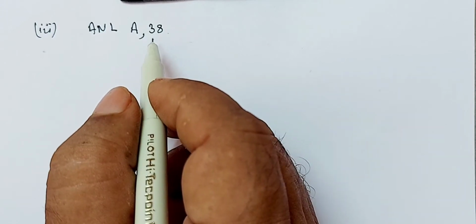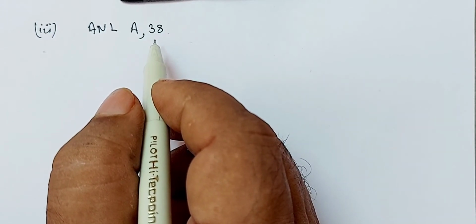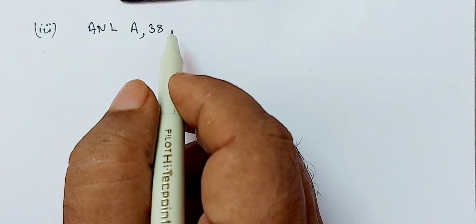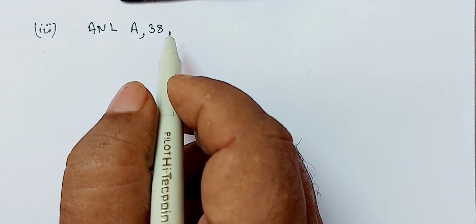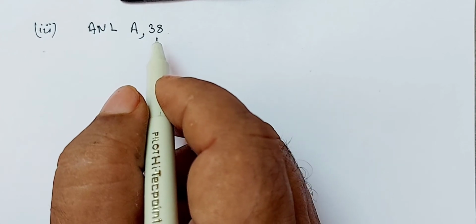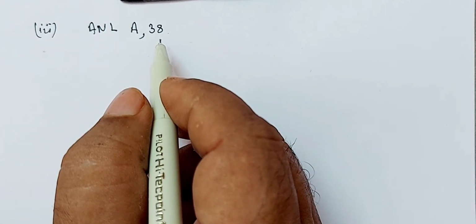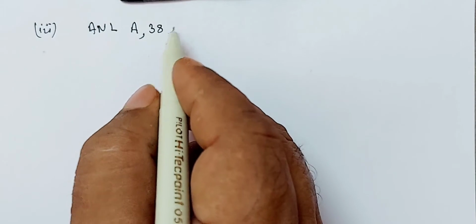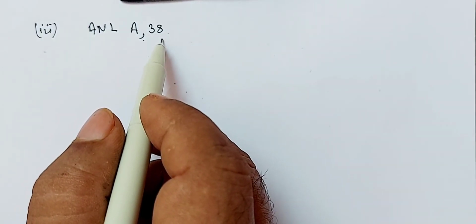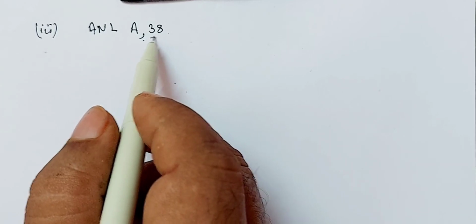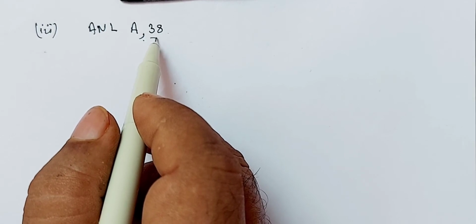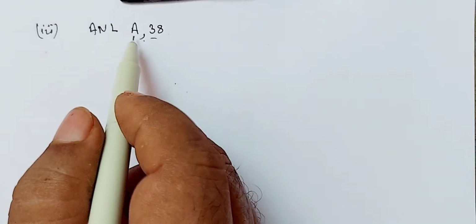When you represent the RAM locations, do not write H. You write H only when it is a number. So when you write hash 38, then you have to represent H. Since 38 is the direct address of the RAM location, you should not write H. So AND logic A comma 38 means whatever data is present in the RAM location given by the address 38, that data is ANDed with the content present in A.